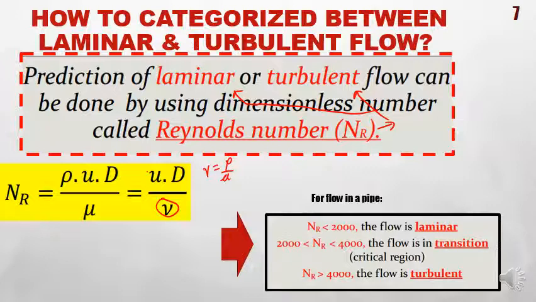For example, if your Reynolds number is less than 2000, it is categorized as laminar. If it is between 2000 and 4000, it is categorized as transition flow or critical region. And if it's bigger than 4000, it is categorized as turbulent flow.